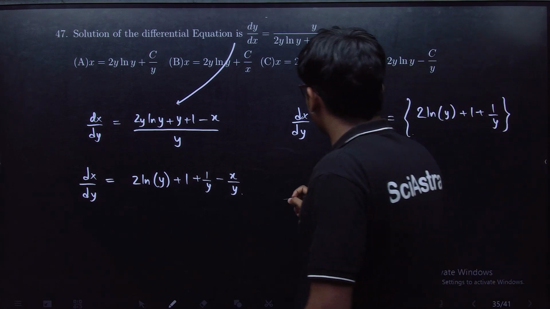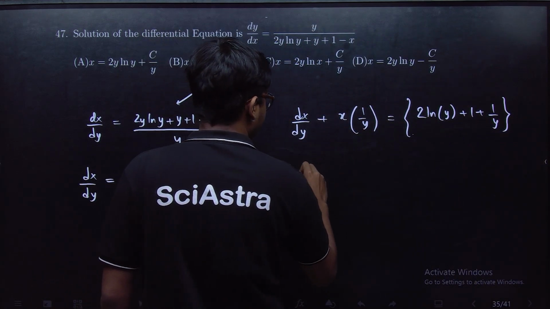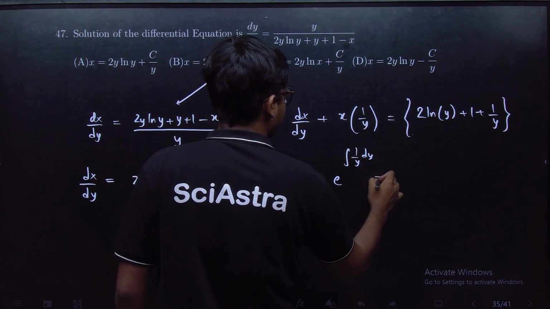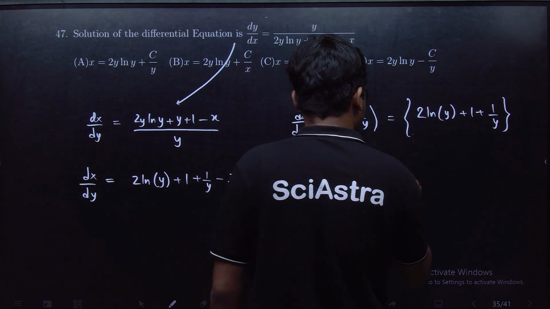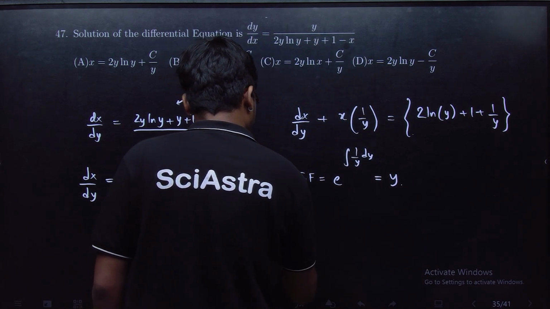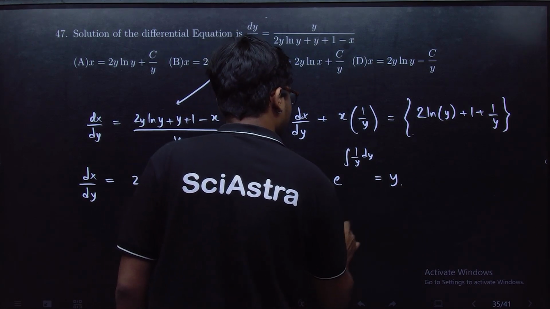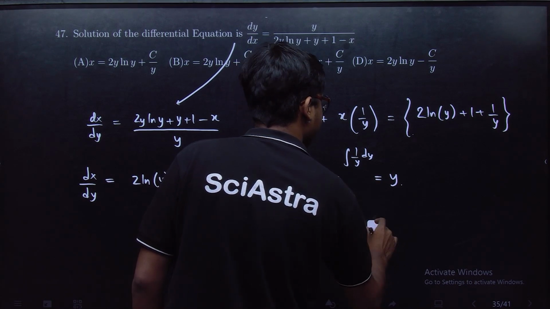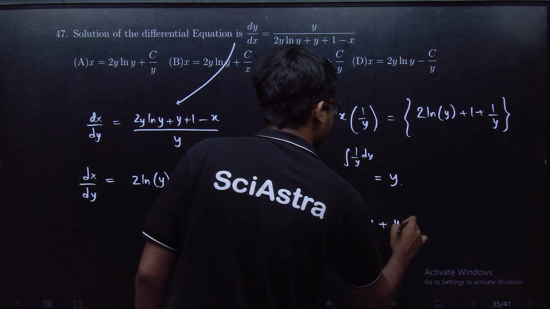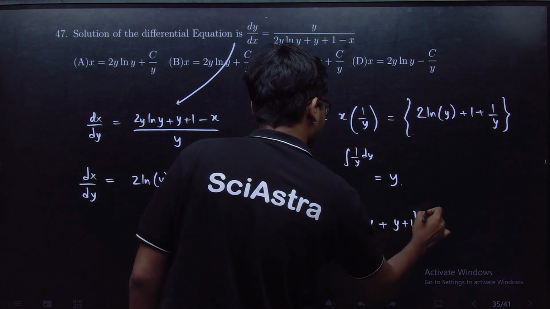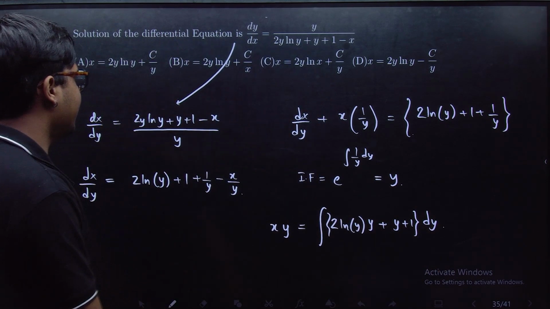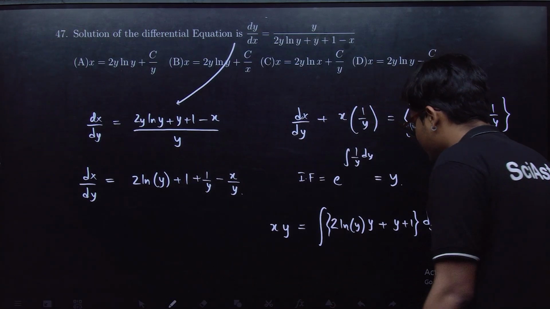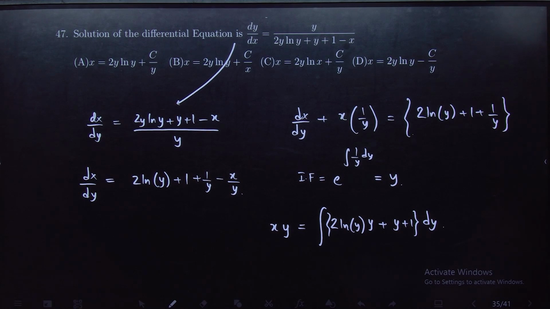Okay. Now from here, what is the integrating factor? It should just be e to the power integral of 1 by y dy, which is just ln y, right? So this just turns out to be y, right? So the final solution is x times the integrating factor is equal to integral of the second function. So 2 ln y plus 1 dy, right? And on integrating this, what will we get? So let's just integrate this, right? So you have 2 ln y plus 1, right?